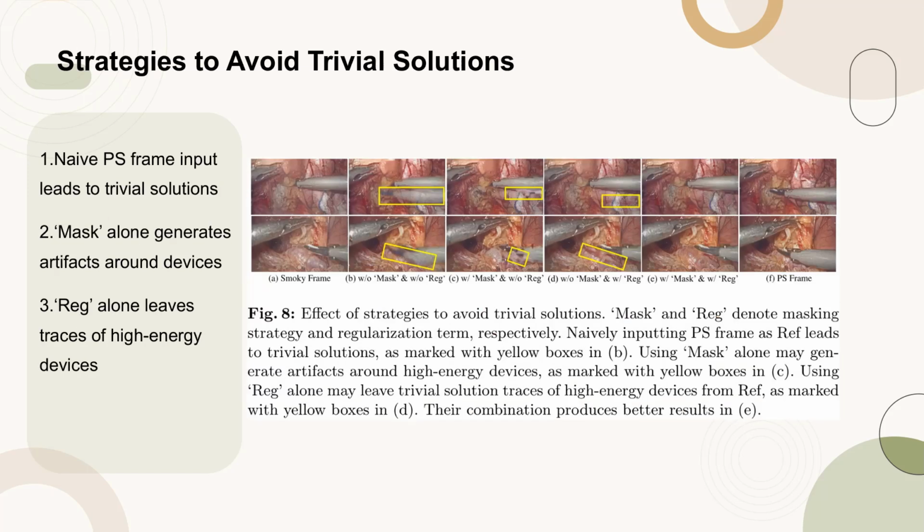Figure 8 illustrates the effect of different strategies to avoid trivial solutions in the context of video desmoking. The figure shows that naively inputting the PS pre-smoke frame as a reference leads to trivial solutions, marked with yellow boxes in B. When using the masking strategy, mask, alone, it may generate artifacts around high-energy devices, as highlighted in C. On the other hand, using the regularization term, reg, alone may leave traces of high-energy devices from the reference, as shown in D. The combination of both strategies, however, produces better results, as evident in E.